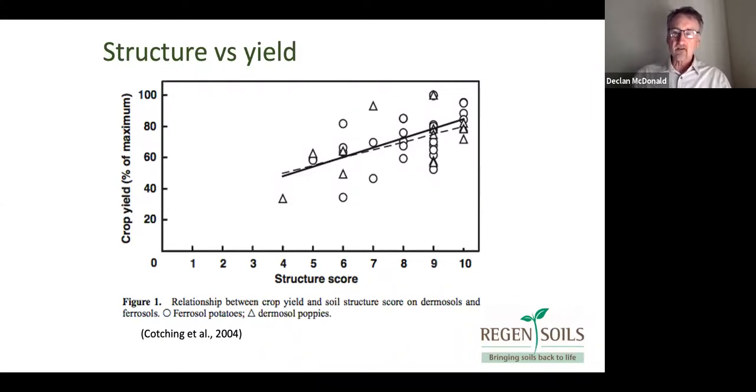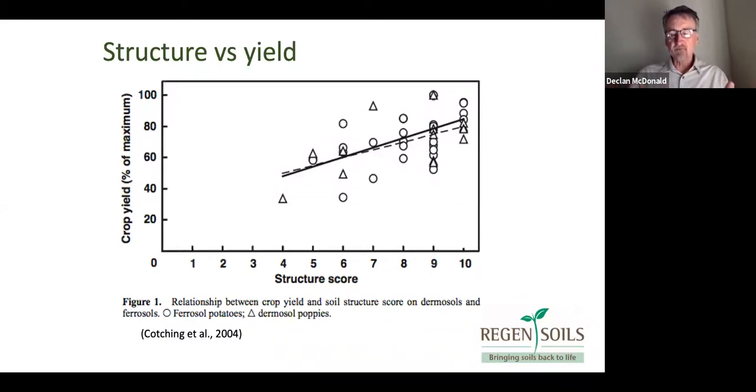And this is a really elegant piece of work that was done in Tasmania a number of years ago. And I really haven't come across very much research that's quantified the relationship between structure and yield as well as this piece of work has. Now, again, this was done in a very different environment to yours, but the principles are absolutely the same and absolutely apply. And what this piece of work did was it scored the structure of the soil.